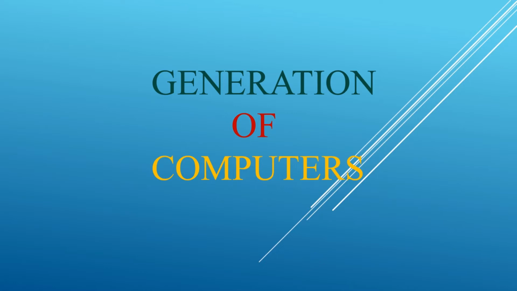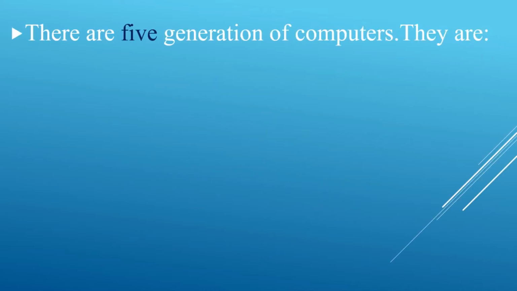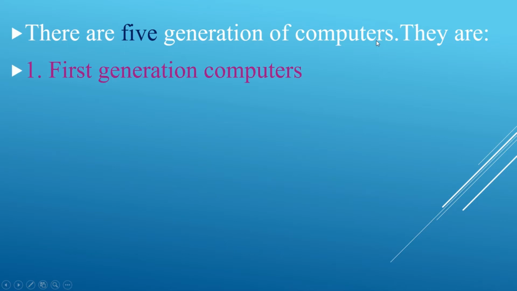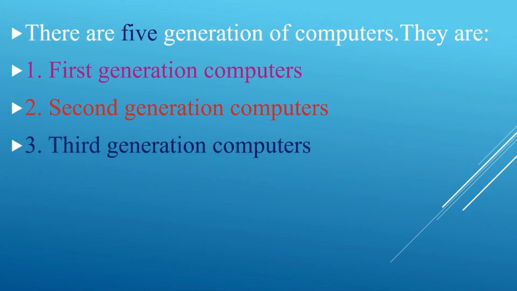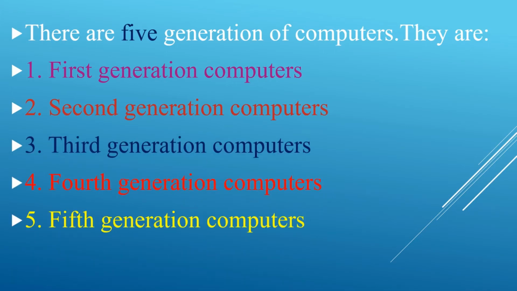Today we'll be learning about the generation of computers, in which we'll study the process of advancement and improvements in computers. Let's quickly start. So basically there are 5 generations of computers: first generation computers, second generation computers, third generation computers, fourth generation computers, and fifth generation computers. So in all, we have 5 generations.